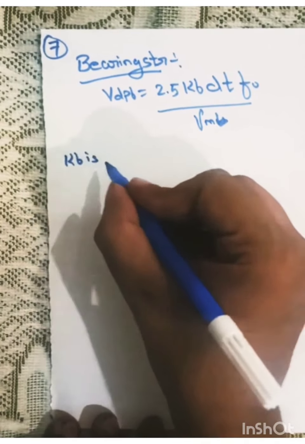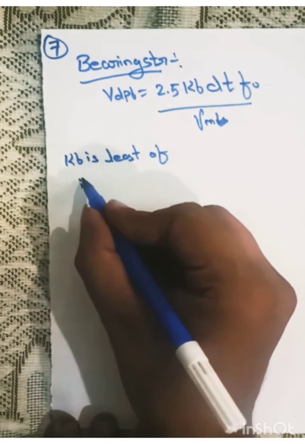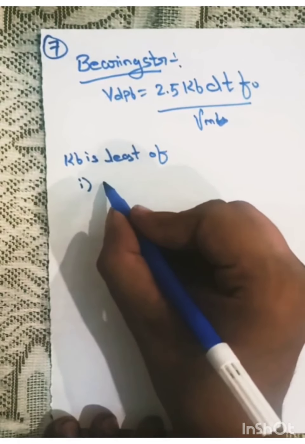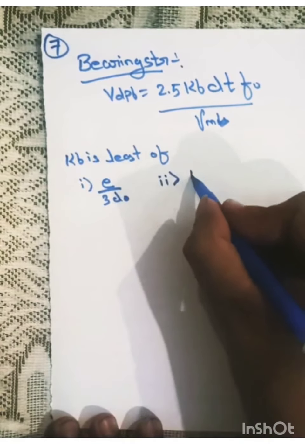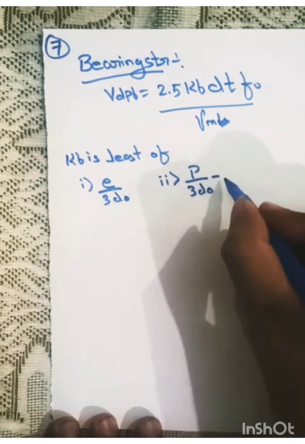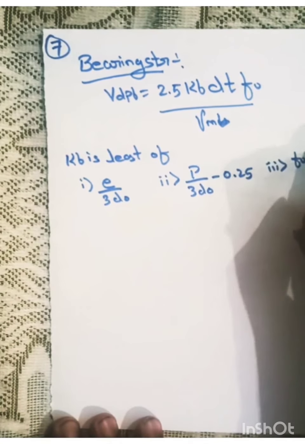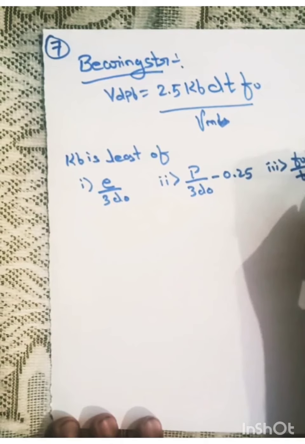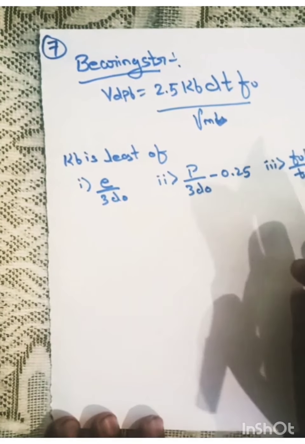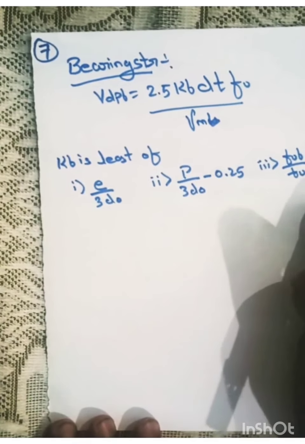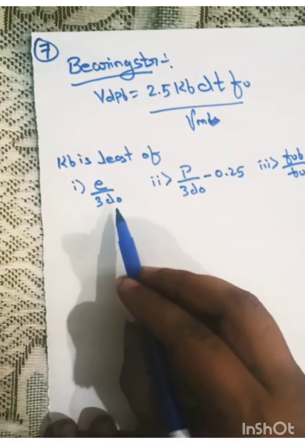Here KB is the least of the following, as given in IS 800: E by 3D naught, P by 3D naught minus 0.25, the third one FUB by FU, and the fourth one 1. So the value of KB, the coefficient, is the lesser of these 4. Here E refers to edge distance, P refers to pitch distance, and D naught is the diameter of hole.